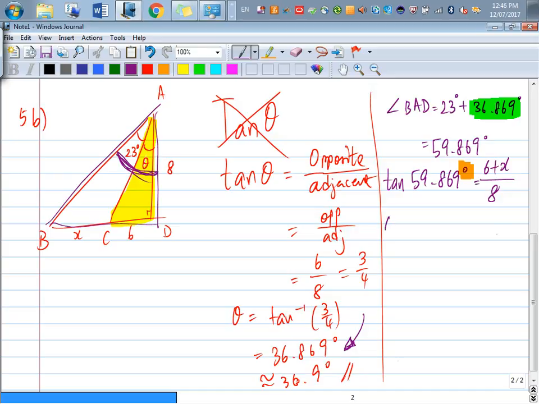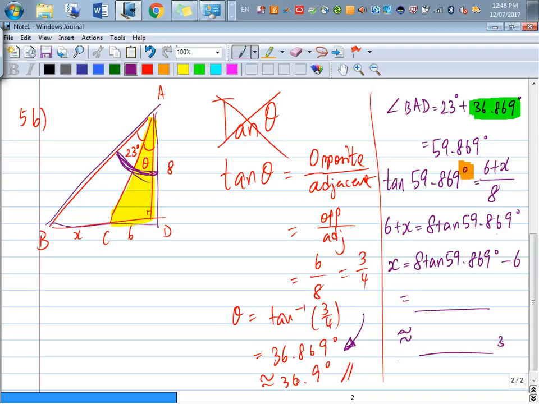We have 6 plus x is equal to 8 tangent 59.869 degrees. And therefore, x must be equal to 8 tangent 59.869 degrees minus 6. Find out what's the answer and round it off to 3SF, because now we are searching for the length. Okay? So do the calculations yourself.